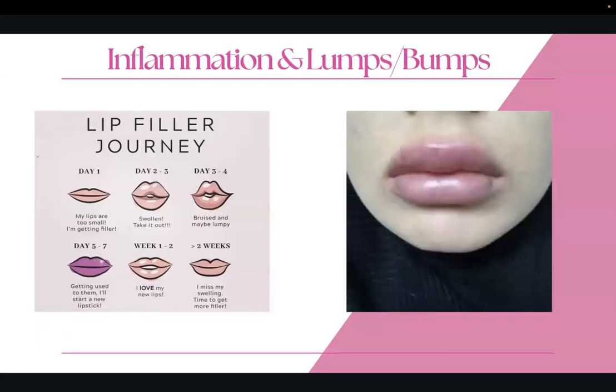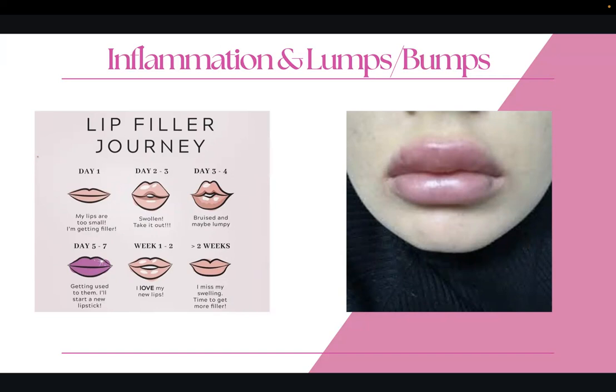I really like this graphic because it talks about how the patient's journey is going to be after they have their lips injected. So day 1, they're going to get their filler, and then that night, including into the next day, the patient's going to have a lot of swelling. And this is usually when you start to hear patients starting to freak out. They usually will send you a text or send you an email. And this is where you're just going to reassure the patient, let them know that this is normal and expected.